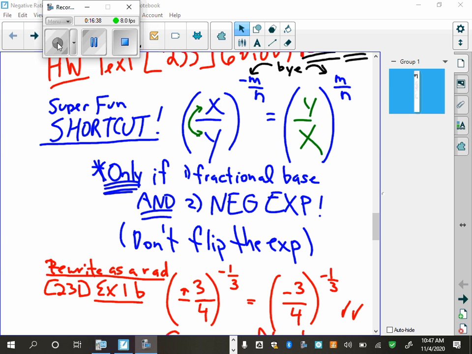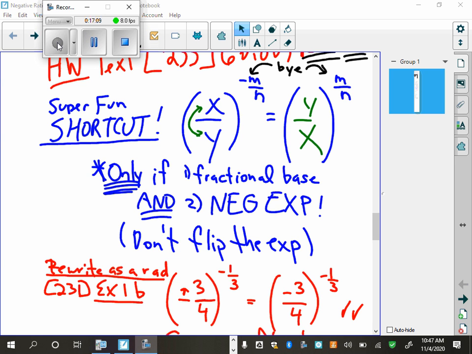You only use this if you have a fractional base and a negative exponent. If you have a positive exponent, you do not flip. This is a shortcut. We could do it the grade 7-8 way, where we divide by a fraction and multiply by the reciprocal, but this shortcut works every time. We don't have time to show you the math of it. You learned that in grade 7-8. We're just going to use the shortcut. It works every time, so we're going to use it in high school.